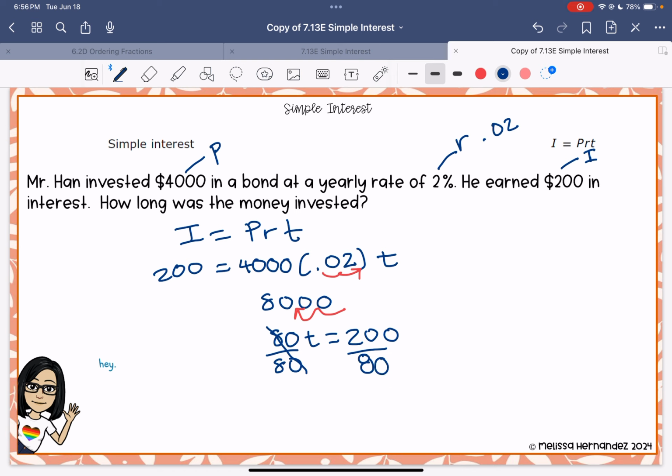Okay, so we already know that 200 over 80 is both divisible by 10. So now I'm left with 20 over 8, which is 10 over 4, which becomes 5 over 2, which is 2.5. So that means my time is 2.5 years.